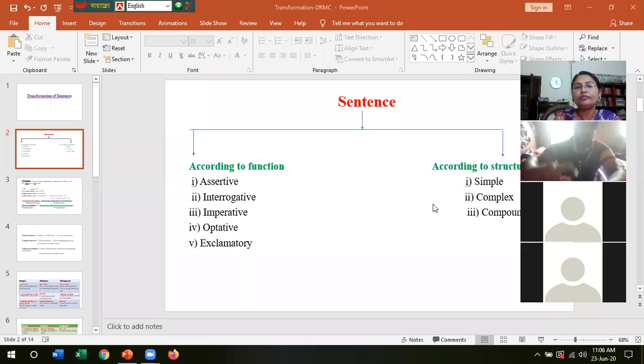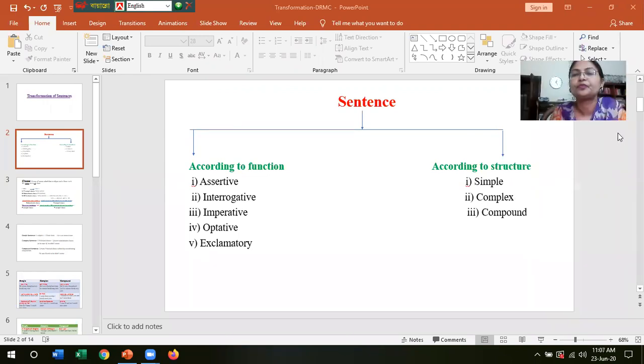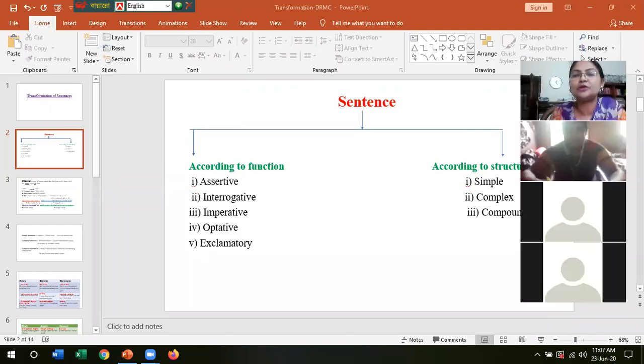Then, according to structure, a sentence can be divided into three types: simple, complex, and compound. Simple, complex, and compound. I think the students face a little bit of problem in this sector, that is simple, complex, and compound.